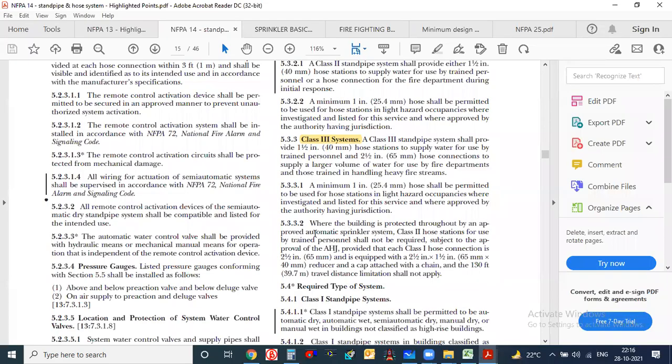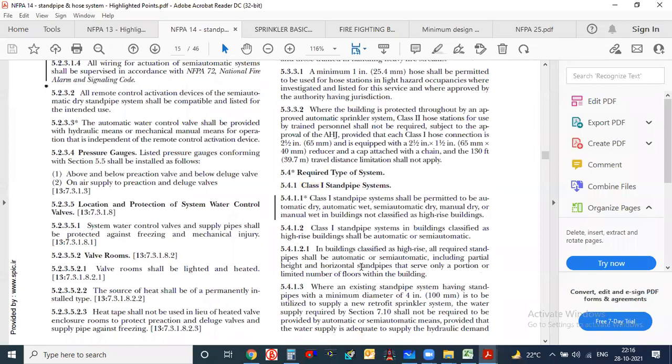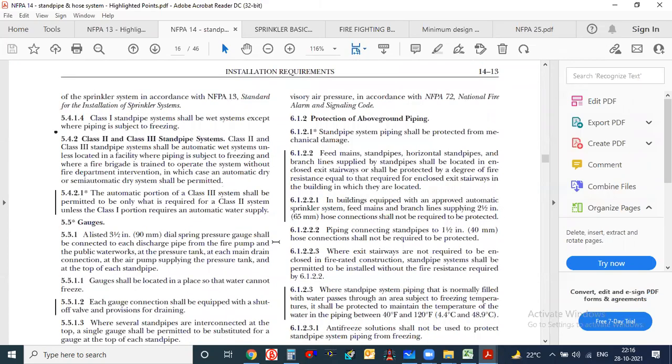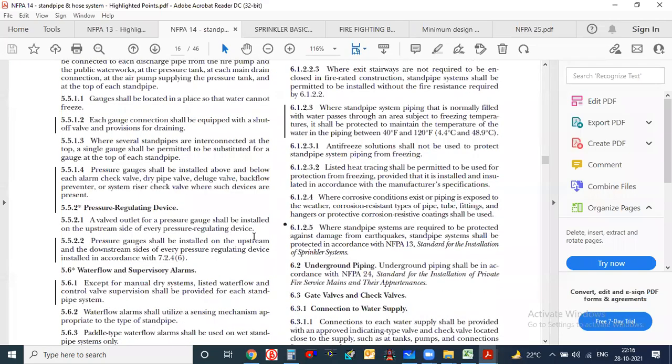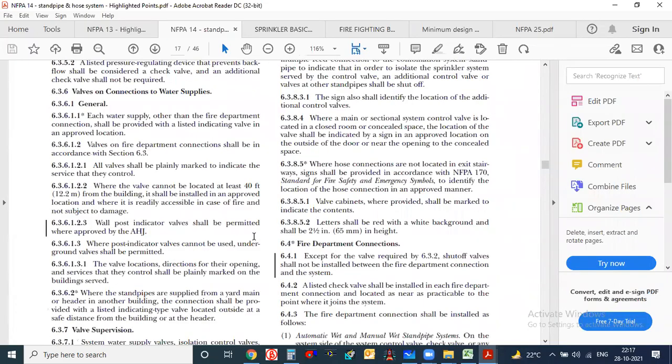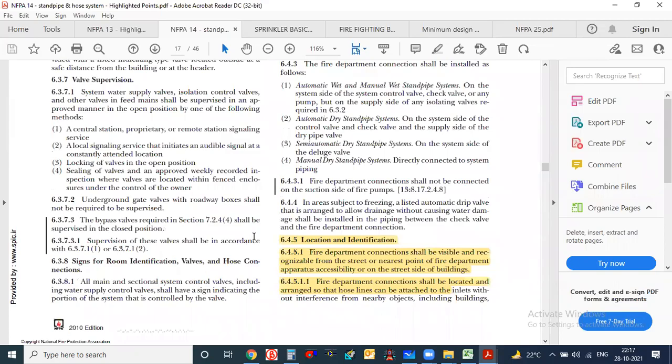Required type of system. These are some clauses which are not required. You can go through these clauses. I'm just focusing on the most important points here: Class 2 and Class 3. Somewhere it will talk about the water flow. There are so many clauses given here.